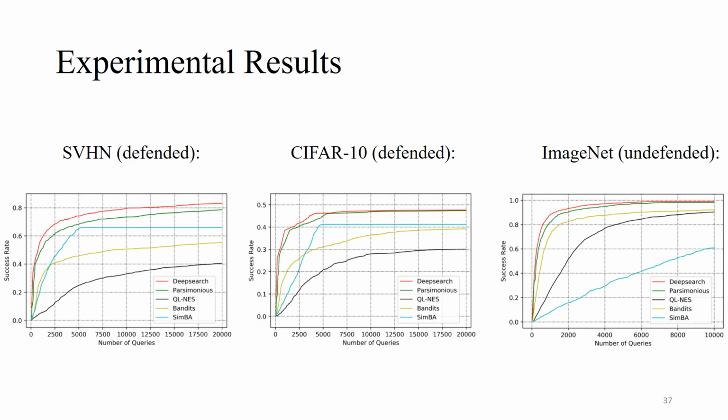Our experimental results show that DeepSearch is the most effective in attacking both defended and undefended neural networks. For example, the figures here show the success rate of various state-of-the-art black box attacks with respect to query numbers. The performance of DeepSearch is shown in the red color. As we can see, DeepSearch outperforms all other state-of-the-art black box attacks.